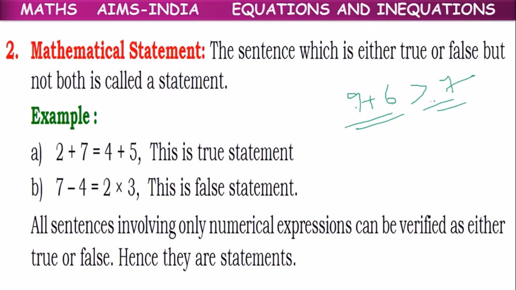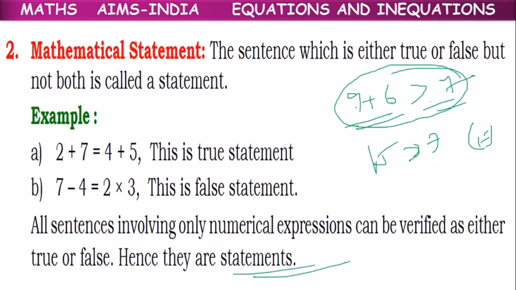9 plus 6 greater than 7. 9 plus 6 how much? 15 greater than 7. So it is wrong. It's a false statement. So only the numerical mathematical sentences are mathematical statements. The algebraic sentences are not mathematical statements because if they have a variable x, we cannot guess whether it is true or false.